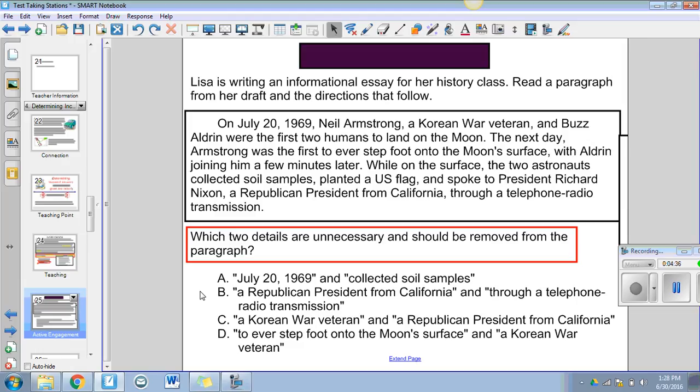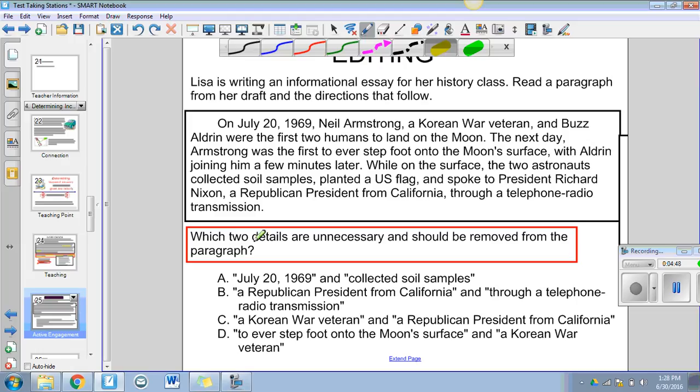Because they're asking me for unnecessary details and removing, I know that this standard is going to have to do with editing. My next step is to underline important words in the question. So I know that I'm looking for 2 details that are unnecessary and need to be removed from the paragraph. What I now need to do is read my answers. As I read my answers, I'm going to try to do a process of elimination.